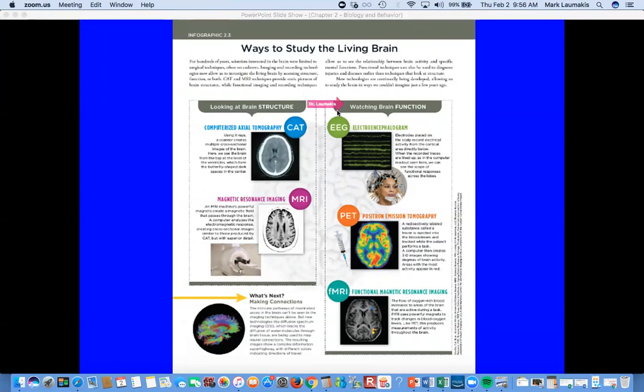MRIs, looking at brain function. There's an EEG, right? No brain image. Nothing about subcortical structures. PET scans, awesome information about brain function, but not great pictures of structure. fMRI, best of both worlds, right? Combining the advantages of both the MRI and the PET scan to give me both structural and functional information. Okay? Any questions on any of those techniques before we turn the page and get ready to look at some of the major structures in the brain?